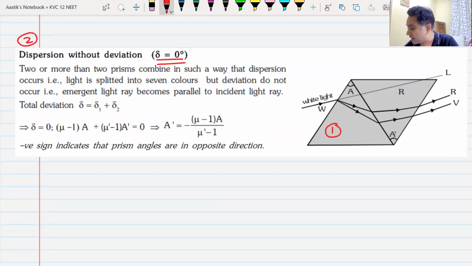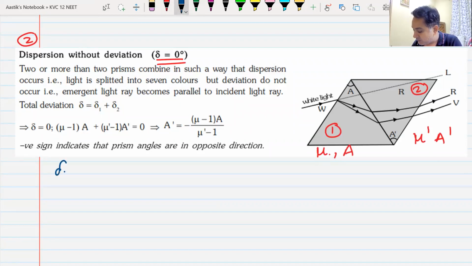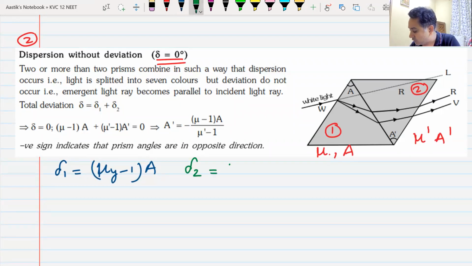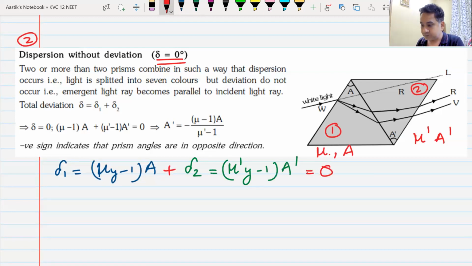This is prism number 1. This is prism number 2. The refractive index of this one is mu, the angle is A. The refractive index of this one is mu dash, the angle is A dash. What is the deviation from the first prism? Delta 1 from the first prism is mu yellow minus 1 times A. Do we understand this? Yes, sir. The deviation from the second prism is delta 2, which will be equal to mu dash yellow minus 1 times A dash. This total, if I add them, is 0.